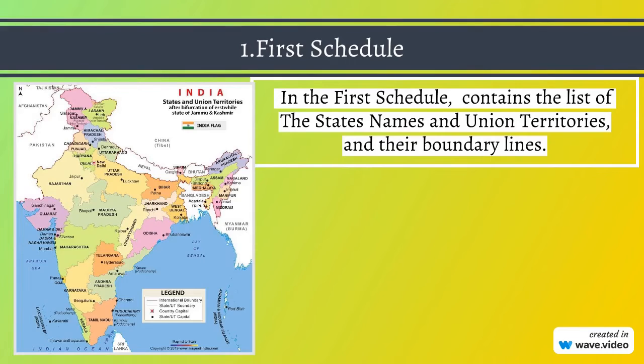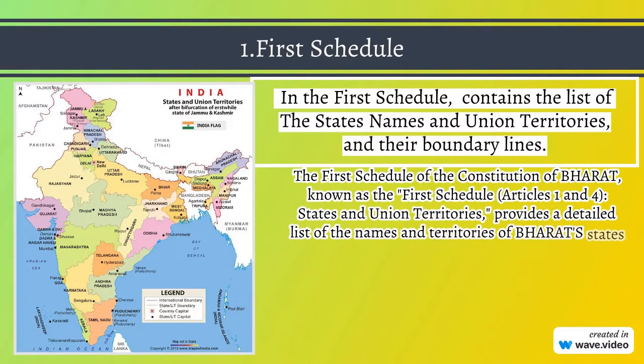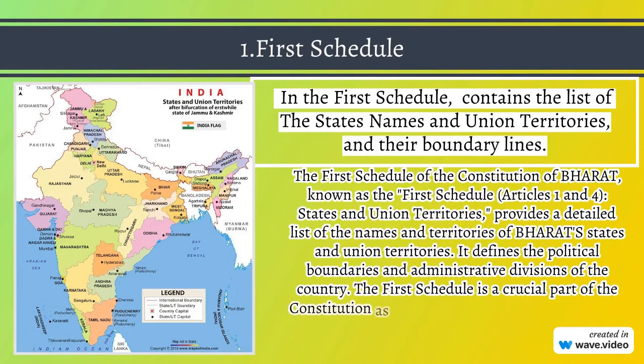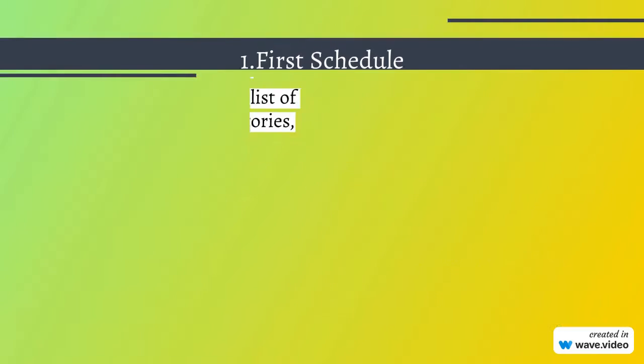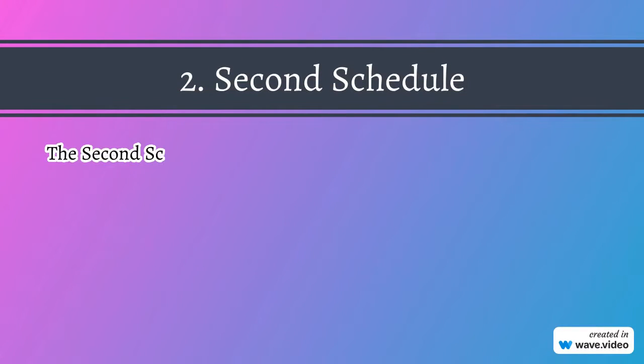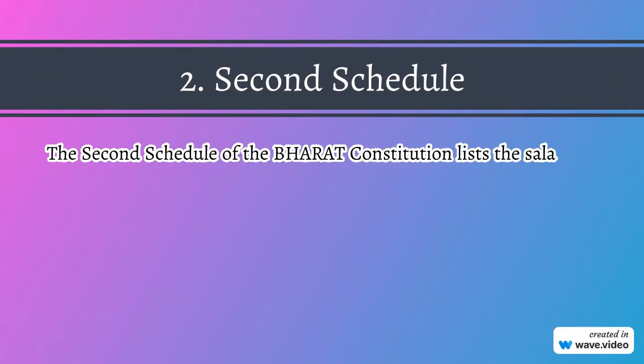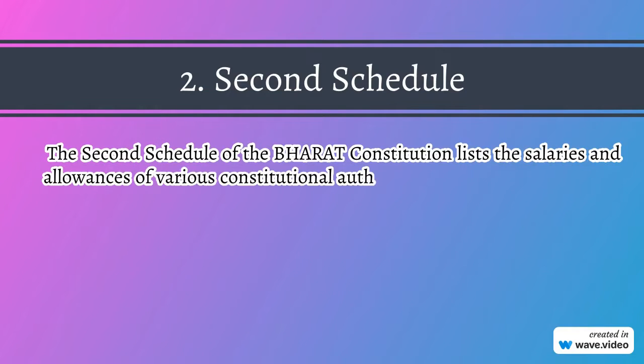First schedule. The first schedule of the Constitution of Bharat contains the list of the states' names and union territories and their boundary lines, known as the first schedule. Articles 1 and 4, States and Union Territories, provides a detailed list of the names and territories of Bharat's states and union territories. It defines the political boundaries and administrative divisions of the country. The first schedule is a crucial part of the Constitution as it lays the foundation for Bharat's federal structure and governance.